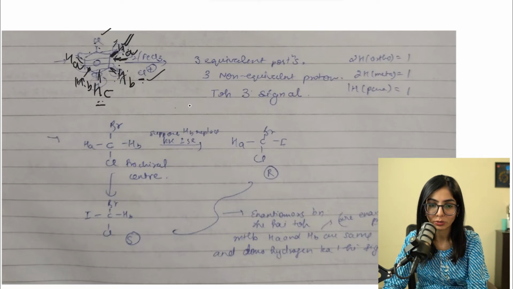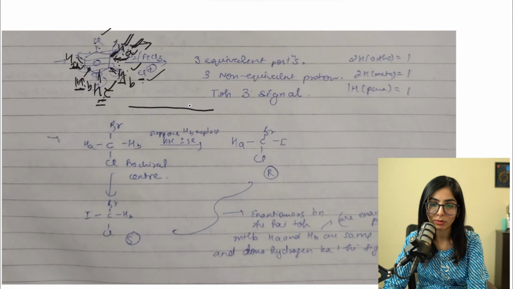Both hydrogens, they are ortho. They both hydrogen, they are meta, and this is para. So basically they'll be having three signals. The intensity will be higher of this because two hydrogens are giving this. So I can write down like this, one signal of this, one of this, one of this.